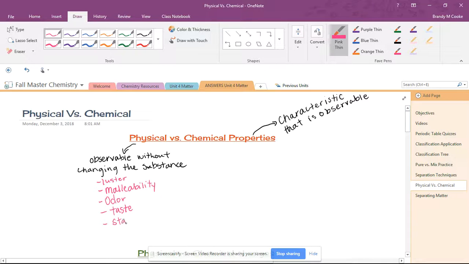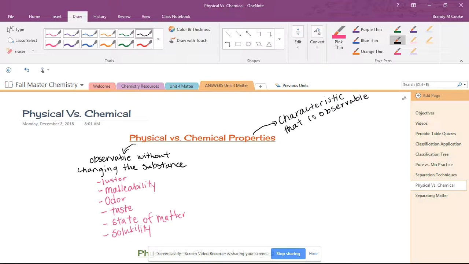What state of matter it's in. So if it's a solid, a liquid, a gas. And then finally, solubility, which is a substance's ability to dissolve in water. So for sugar, I could take sugar and it'll dissolve. Well, that's a physical property of sugar.